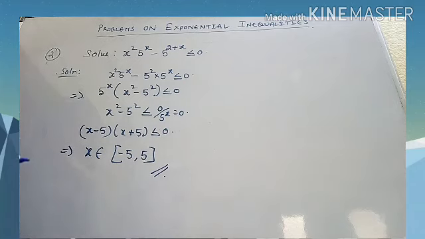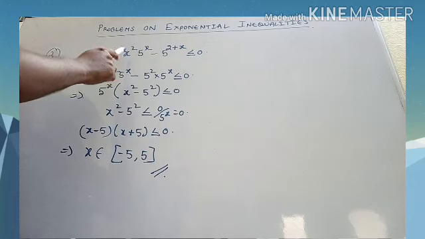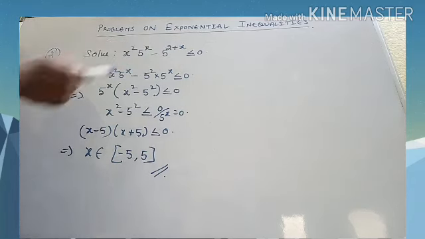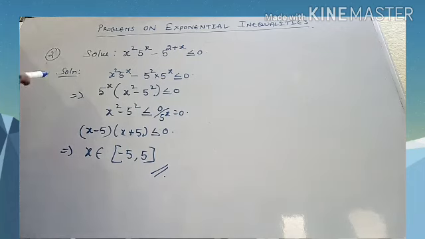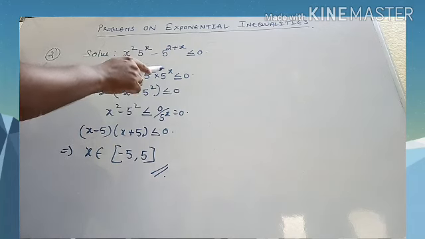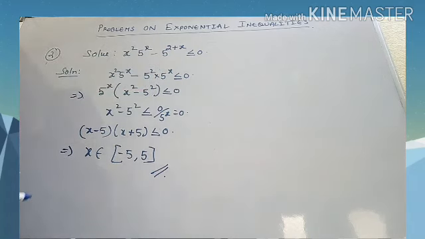Now the second problem is a very simple basic problem. Many of them have asked the doubt. Solve x square into 5 power x minus 5 power 2 plus x is lesser than or equal to 0. Right. The solution part, how we will achieve this is x square into 5 power x minus 5 square into 5 power x is lesser than or equal to 0.